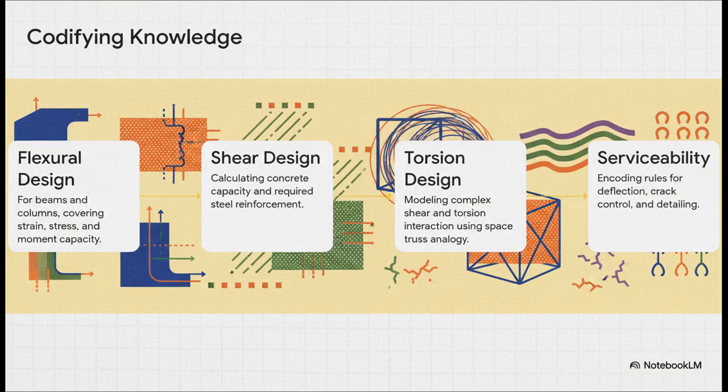So how is that knowledge actually engineered? Well, it's broken down by discipline, just how you'd expect. For flexural design, the AI learns everything from strain compatibility all the way to generating PM interaction diagrams for columns. For shear, it codifies all the logic behind concrete capacity versus the steel you need. For torsion, it learns to model that complex interaction using the space truss analogy. And, so importantly, it goes way beyond just pure strength to learn all the rules for serviceability. We're talking deflection control, crack control, and all those nitty-gritty detailing requirements.